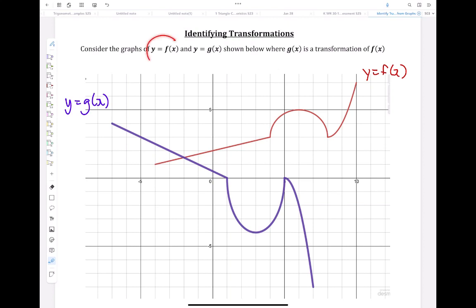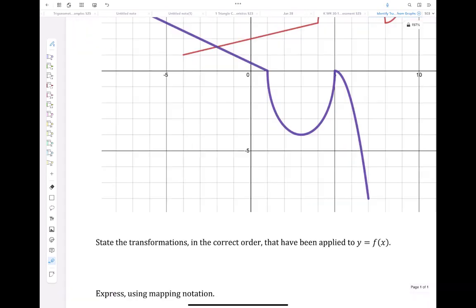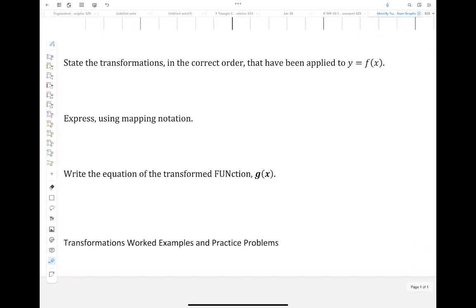Let's take a look at this graph y equals f(x) that we can see here in red, and let's see what we can do to turn that into this graph of y equals g(x). What we're going to do is describe the transformations in order, of course. We're going to express using mapping notation, and then we're going to write out what the new equation would be.